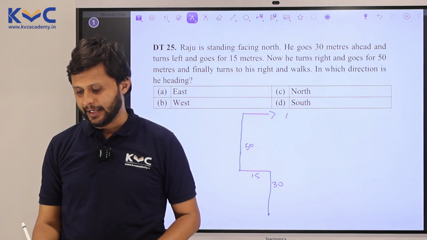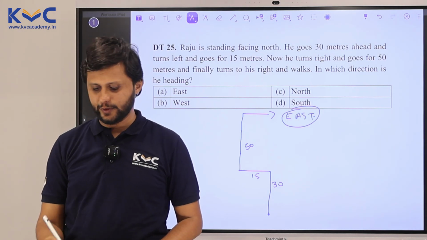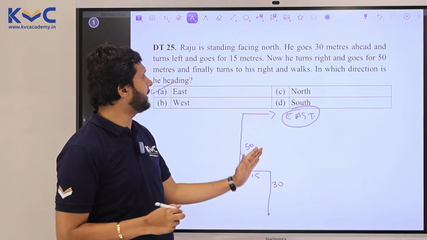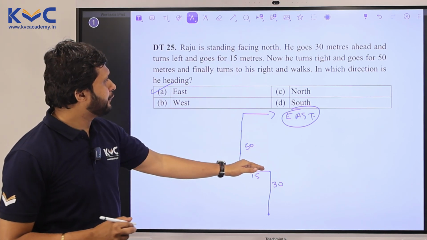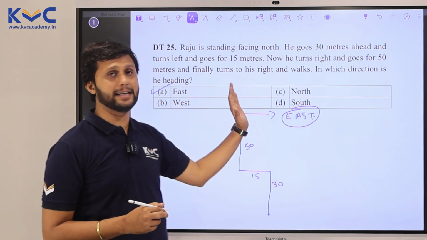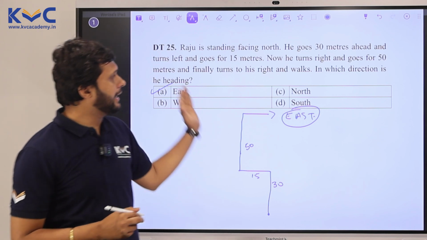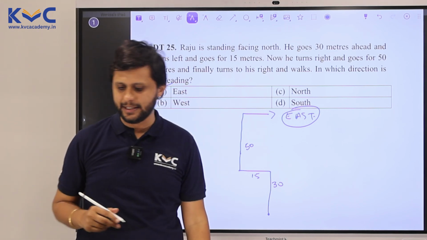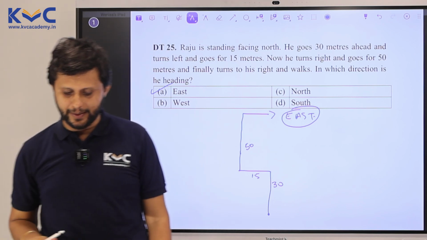Which direction is he heading? And this is east for us, which is there in option A. Clearly, first 30 to north, 15 meters to his left, then he turns right, so that nullifies. After nullifying, again he turns to his right side and walks to the eastern side. That's question number 25.